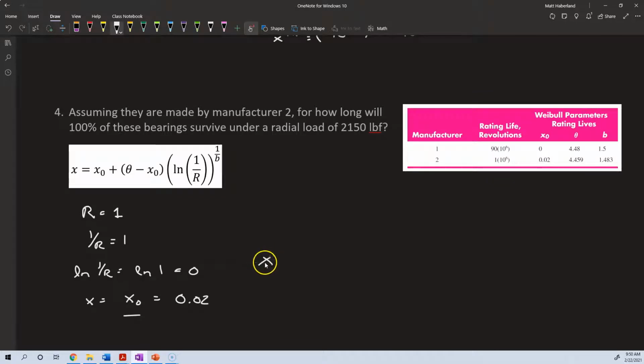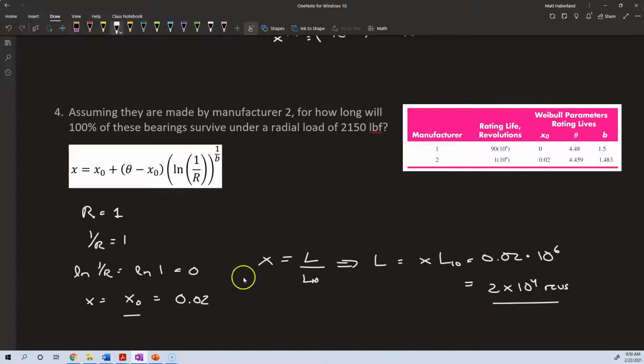So x being L over L10, we can find our actual life is equal to x times L10, which is equal to 0.02 times 10 to the 6th cycles. We have 2 times 10 to the 4th cycles. That is the guaranteed life for this load.